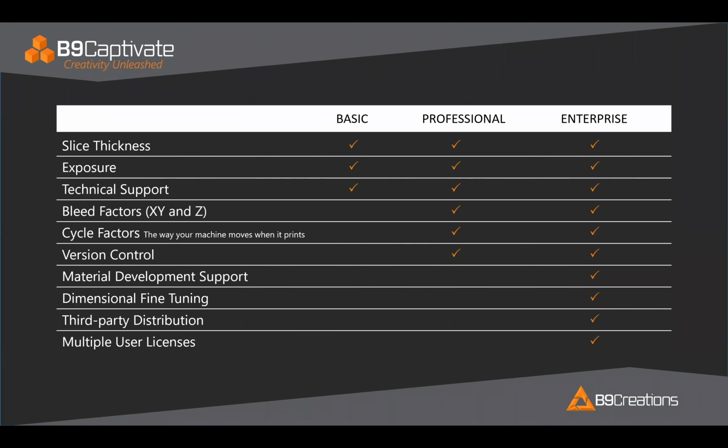So we have 3 basic tiers of the Captivate option. The first is actually called Basic, and it's located inside of the B9 Create software. So this is not an additional software you need to download from the website, anything like that. This is the software that we mentioned earlier in the webinar that you use to run your printer. So we have that industry standard option for you where we'll let you print third-party materials.